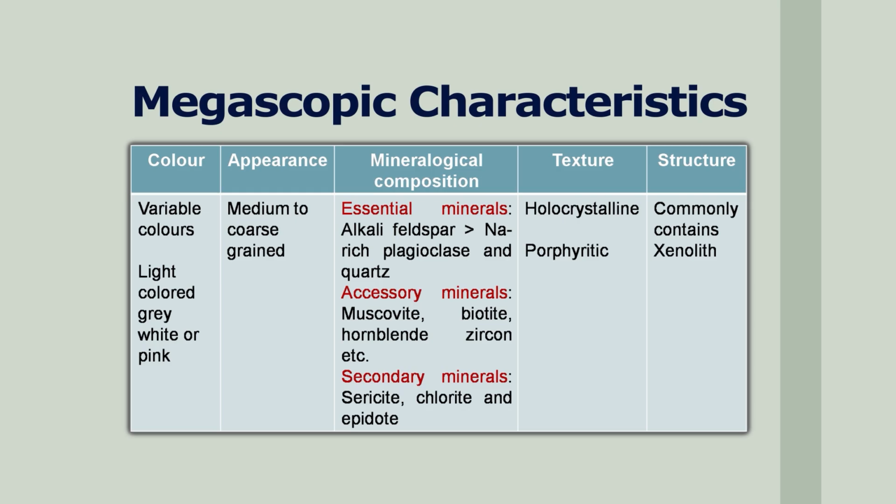Texture-wise, granites are holocrystalline, that is, they have well-formed grains which are visible with the unaided eye, and they can also show porphyritic texture, where you have a phenocryst which is bigger in size and a groundmass consisting of other minerals like alkali feldspar, sodic plagioclase or quartz, which is usually finer than the phenocryst. Granites are generally known to host xenoliths, and mafic magmatic enclaves are one common example of xenolithic bodies in granites.